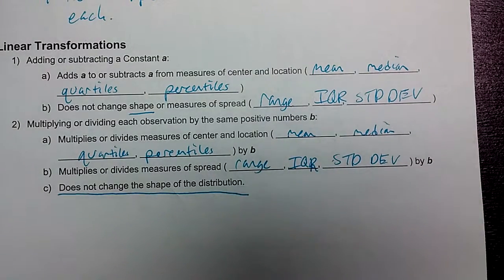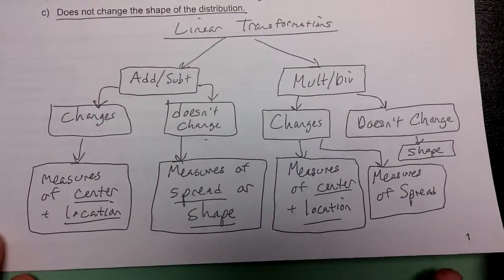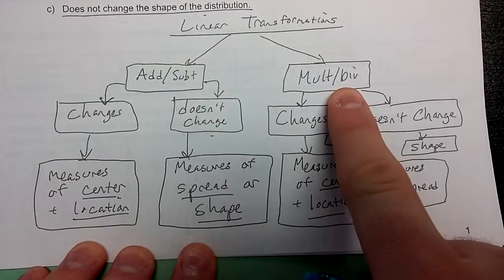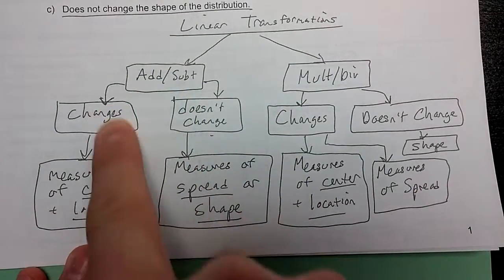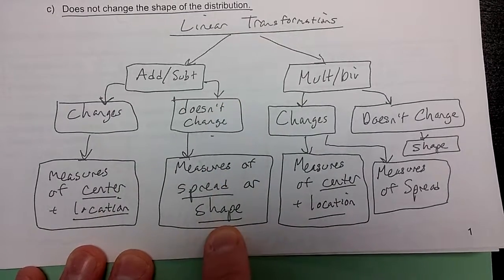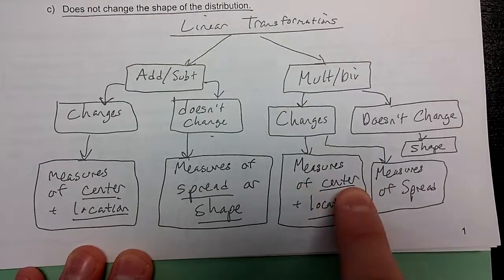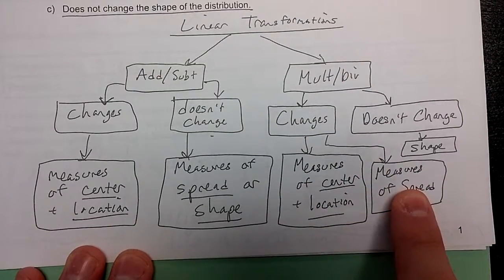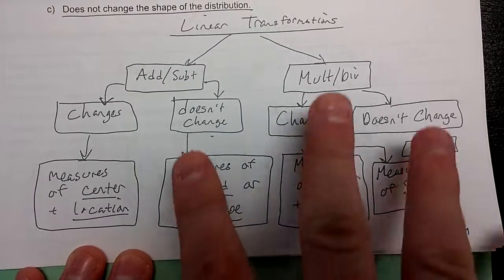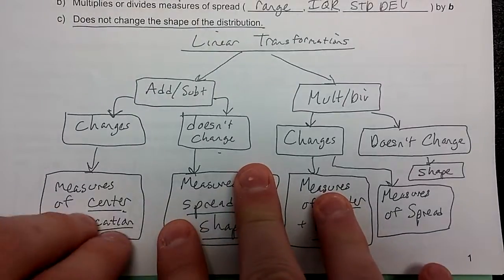And if you'd like to look at a web diagram of what that actually looks like, here it is. We have linear transformations, the two types: add, subtract, multiply, divide. Adding or subtracting changes measures of center and location. It does not change measures of spread or shape. Multiplication or division changes both the measures of center and location and the measure of spread. It does not change the shape though. Okay. So this is in the copy of the notes on the website, so you can copy those down if you need to or take a picture of them.